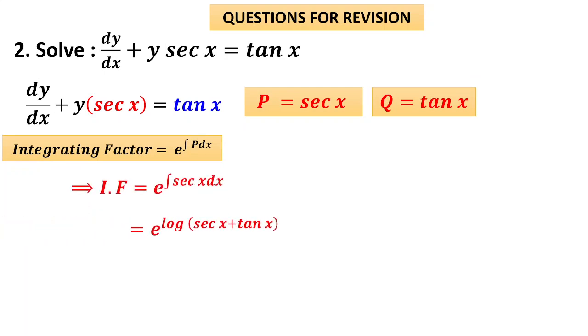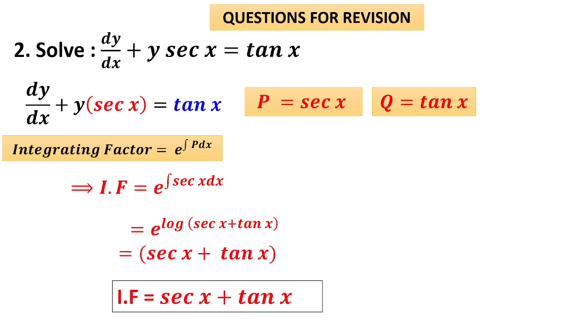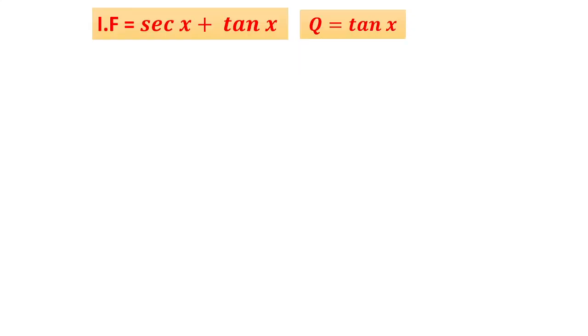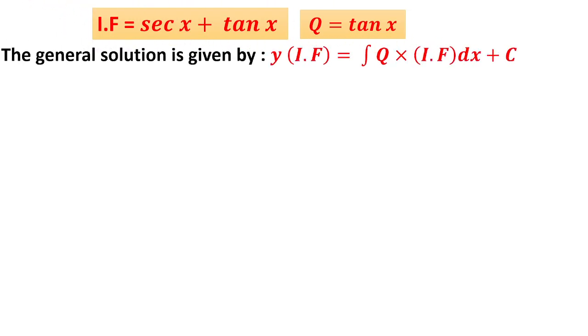e power integral p dx, e power integral secant x. e power integral secant x is log of secant plus tan. Therefore, integrating factor is secant x plus tan x. Q is tan x. Therefore, the general solution is y into integrating factor equal to integral q into integrating factor into dx plus c. Substitute now.